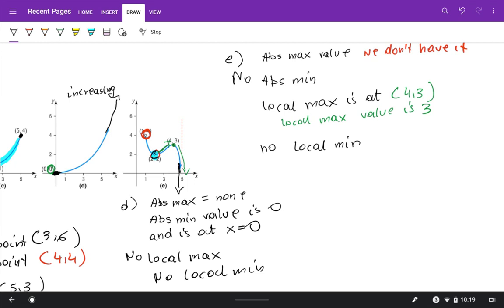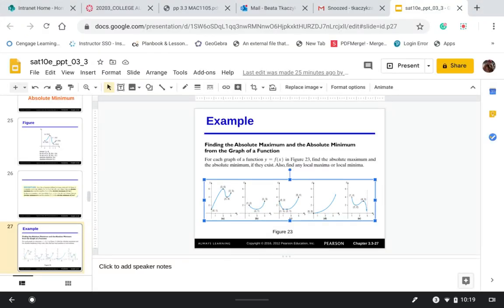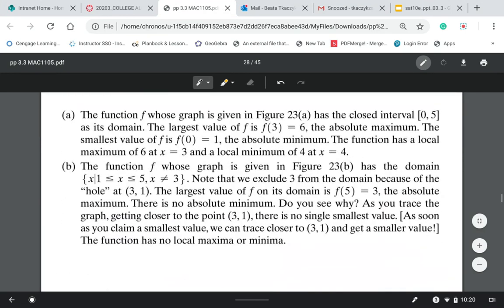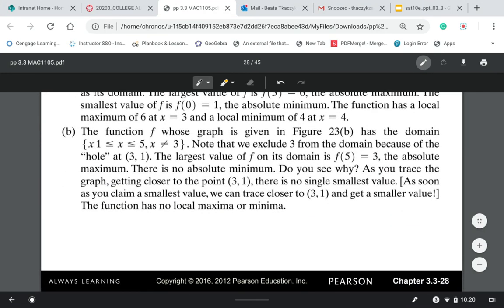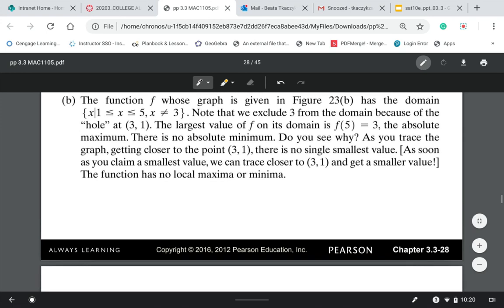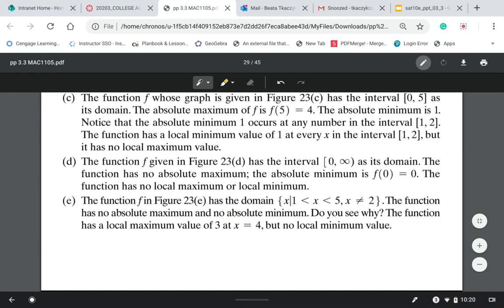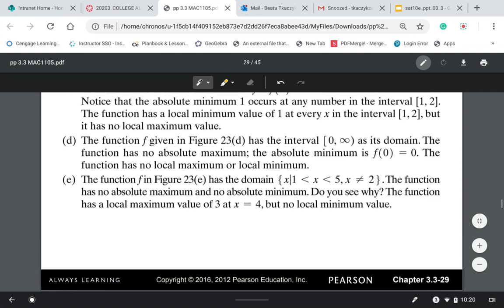Okay, next, let me go back to PowerPoint. So we solved this problem. Also, you have a detailed explanation of each graph right here, so you can study that.